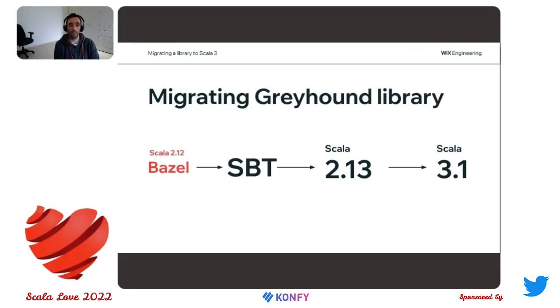Specifically with Greyhound library, it is currently built with Scala 2.12, although Wix has migration efforts ongoing heavily around this time and throughout this year. And it is built with the Bazel build tool. So that has some lacking support for Scala 3. So the journey that we'll see today is first switching from the Bazel build tool to SBT, then migrating the 2.12 to 2.13, and most of the talk is about, of course, the migration from 2.13 to Scala 3.1.